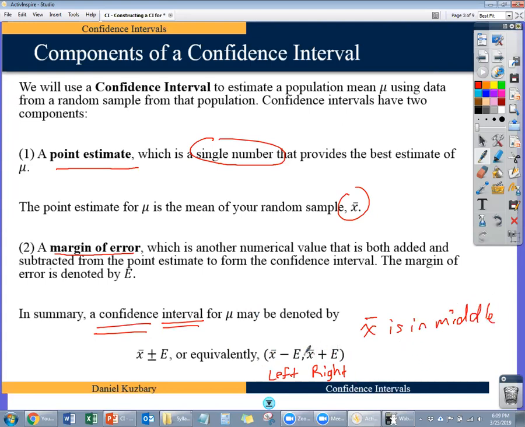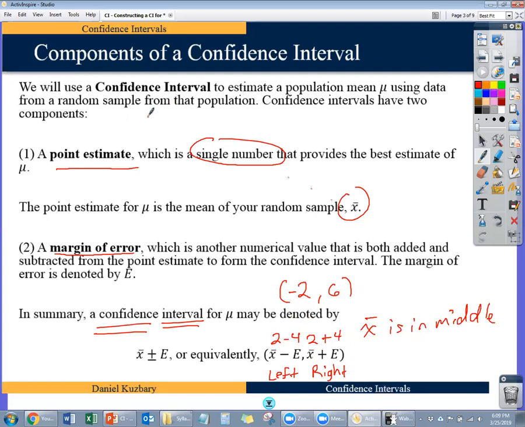So let's just say X bar was 2 and the margin of error was 4. Well then this would be 2 plus 4, this would be 2 minus 4, and your confidence interval would be -2 all the way up to 6, where 2 is perfect, X bar is perfectly in the middle of this interval, if you want to think of it that way. But anyway, confidence intervals are in two parts, the point estimate and the margin of error.